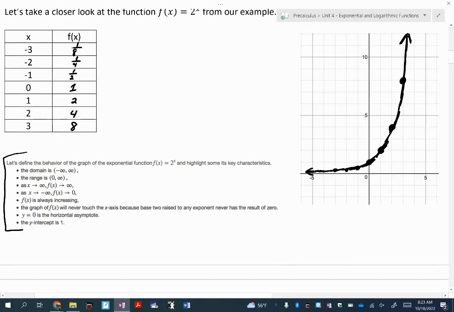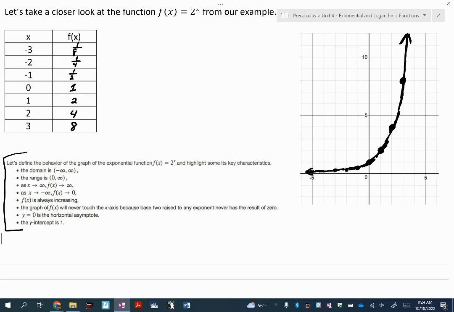You can see that our domain is all real numbers. Plug in any number you want, no issues there. The range is not all real numbers, right? As I said, we can't get negatives, and we're not going to be able to hit 0, all right? So that's why the range is 0, but not included, right? A parenthesis there, to infinity.